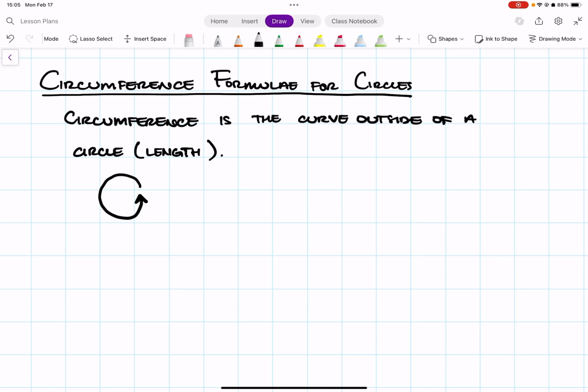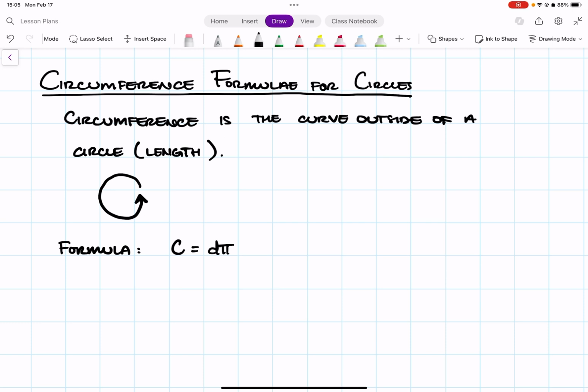Now the formula for a circumference is the following. So circumference, or C, is equal to the diameter times pi. Now tomorrow we're going to make sense of this in class because we're going to use some string to take a look at what we mean by this diameter times pi.